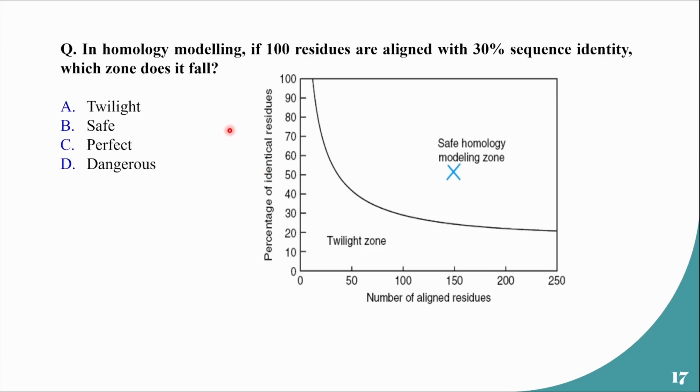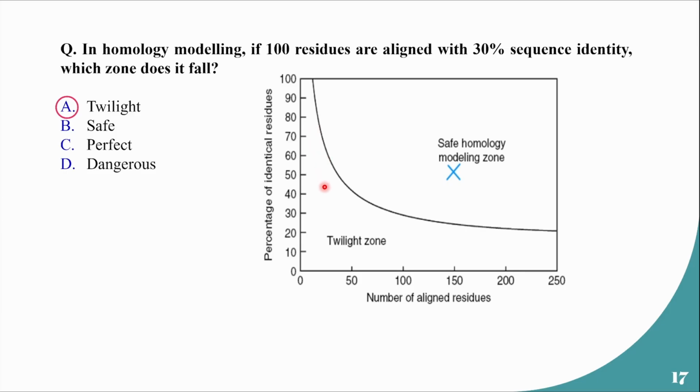In particular, for homology modeling, there is a relationship between the number of aligned residues and the percentage of identical residues. In homology modeling, you have to do sequence alignment. If you plot the number of aligned residues against the percentage of identical residues, you get a plot that looks like this, where the safe homology modeling zone is this upper space. For any alignment falling there, you can take those hits as your initiation for homology modeling.